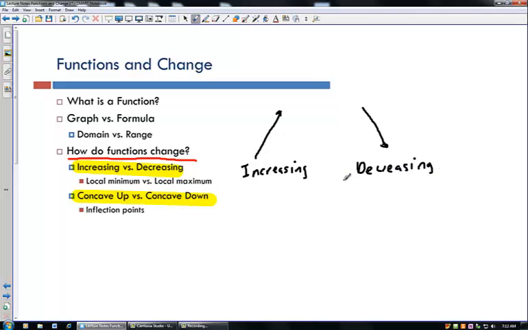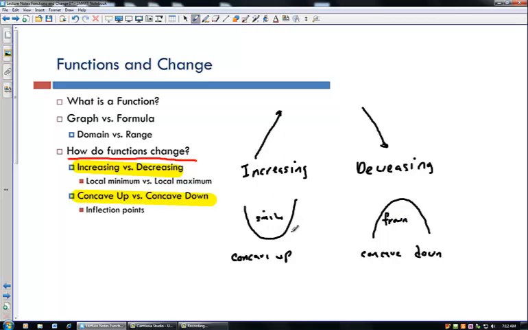Now, when you increase or decrease, there are different ways to increase or decrease. In some sense, you could increase in a concave up manner. So you might look something like this. This is concave up. Or in a concave down manner. So this is concave down. And for right now, the way I would remember these two, if a function is smiling, it's concave up. If a function is frowning, it's concave down.